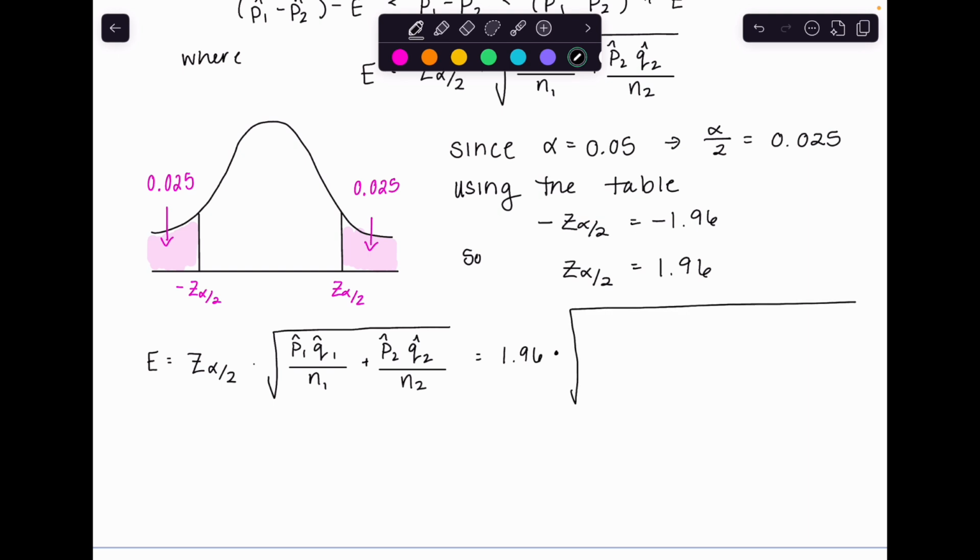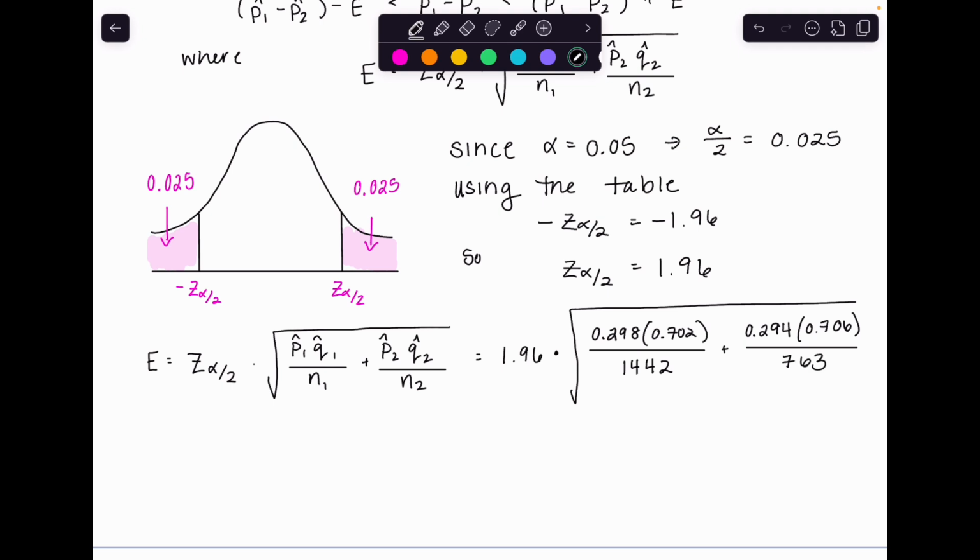P1 hat is 0.298. And then Q1 hat is 0.702. And that first sample size is 1442. Then for the second population, that proportion is 0.294, and its complement is 0.706, over 763.